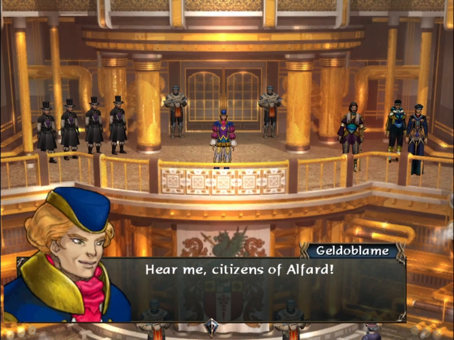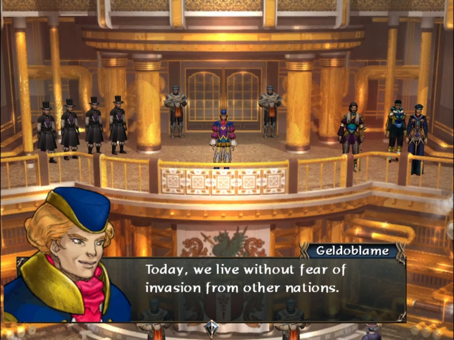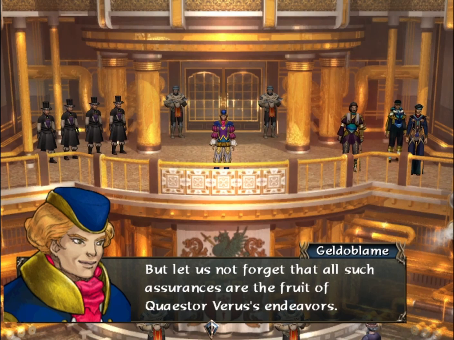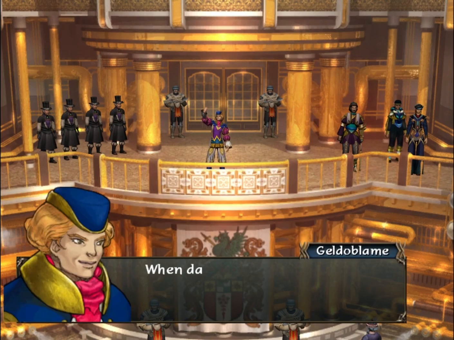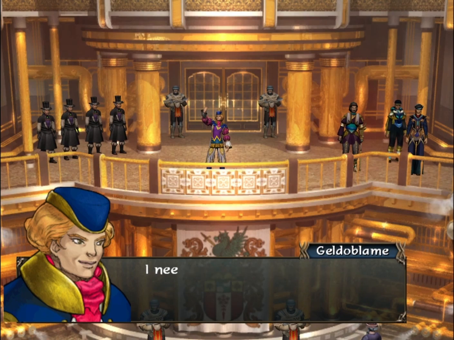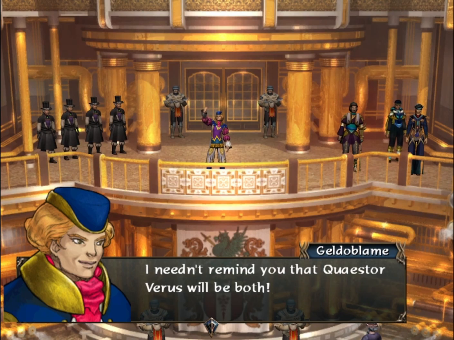Hear me, citizens of Alfard. Today we live without fear of invasion from other nations. But let us not forget that all such assurances are the fruit of Quaestor Varus's endeavors. When danger sets foot upon the land, who will be your shield? Who will be your sword? I needn't remind you that Quaestor Varus will be both.